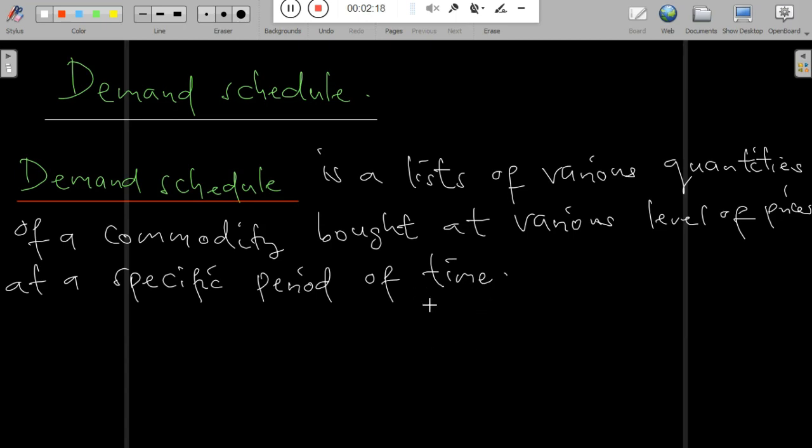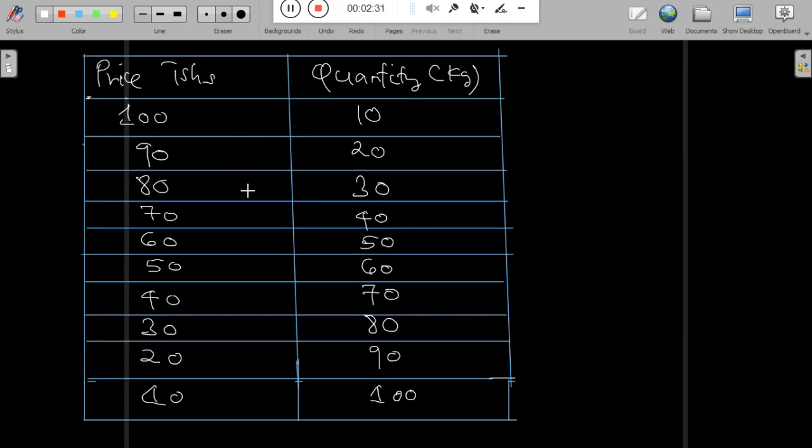Let's discuss the demand schedule. A demand schedule is a list of various quantities of commodities bought at various levels of price in a specific period of time. Suppose we have this demand schedule here. On the left-hand side we have the price in Tanzanian shillings, and on the right we have the quantity in kilograms. As you can observe, when the price is 100, the quantity is 10. The quantity goes from 10 to 100.